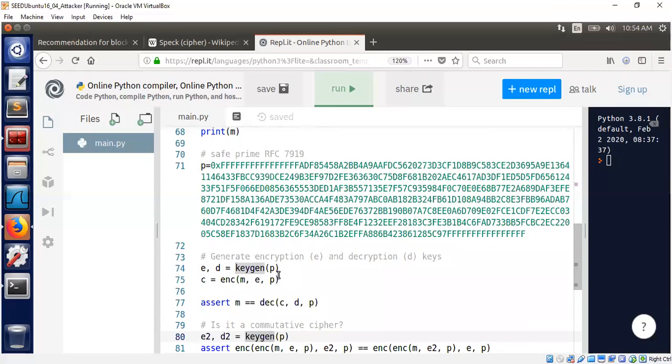What am I asserting here? I'm asserting that when I decrypt the ciphertext C, I better get the message M. That's basically what I assert. And then, let me run this first, and then I will go into another important property called the commutative cipher.